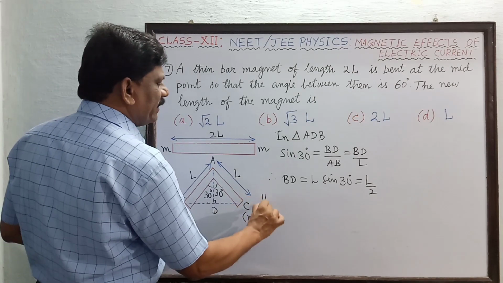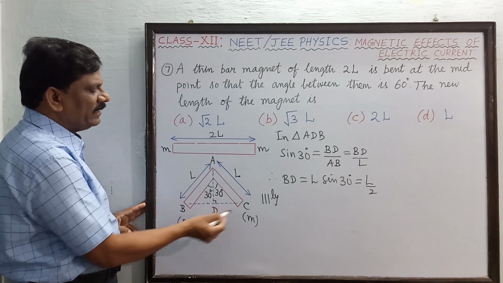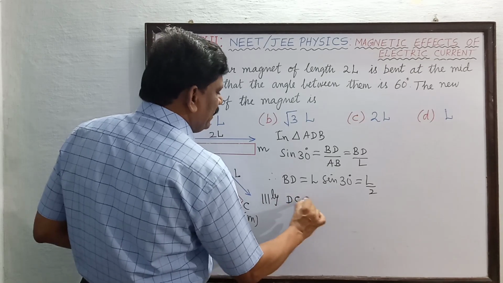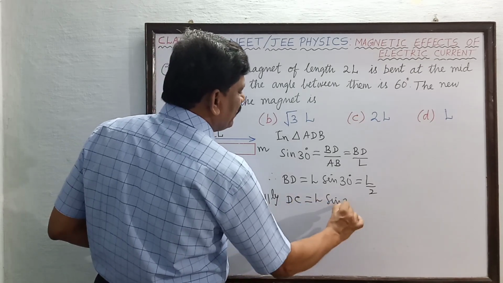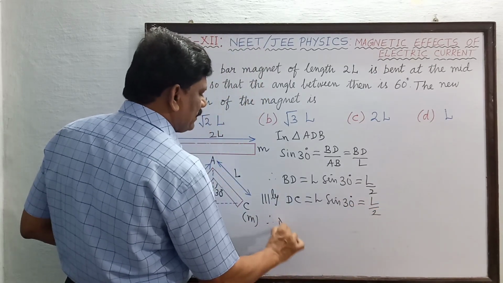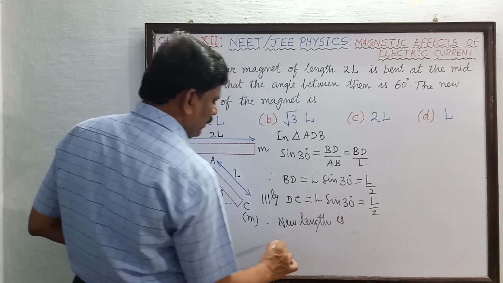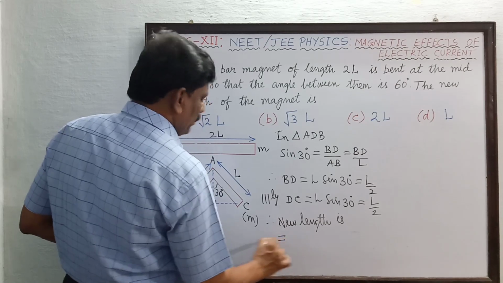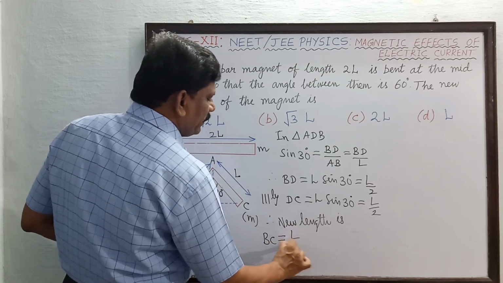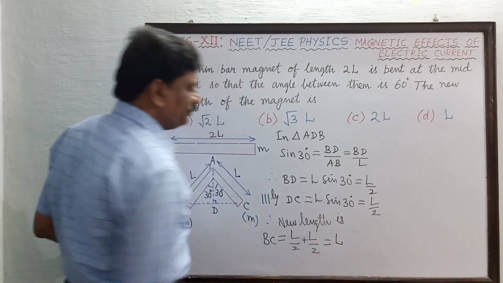Similarly, in the other triangle ACD also, sin theta must be equal to DC divided by L. So we can also find out DC is equal to again L sin 30. So this is equal to L by 2. Therefore, what is the new magnetic length? The new magnetic length is BC. So BC is equal to L by 2 plus L by 2. That is equal to L.